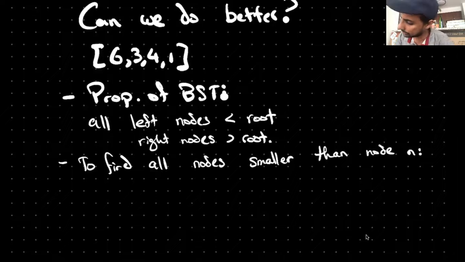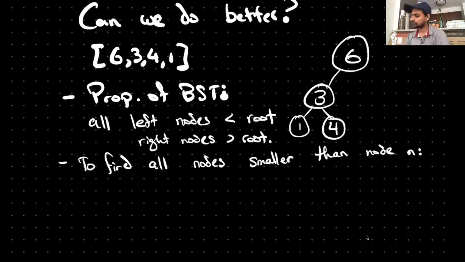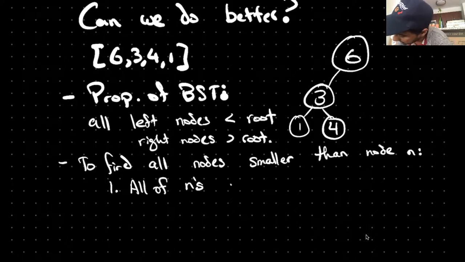So let's make this into a BST real quick. We have a 6, then we add a 3, then we add a 4, and then we add a 1 here. So that's what our BST is going to look like. If we have a 3, the nodes that are bigger than the 3 are going to be two different things. So you want to look at all of n's right children.